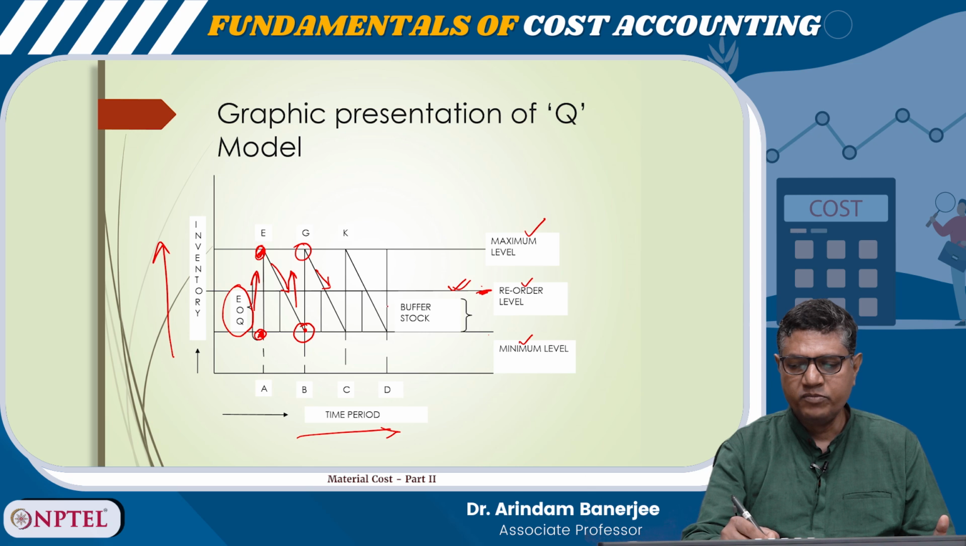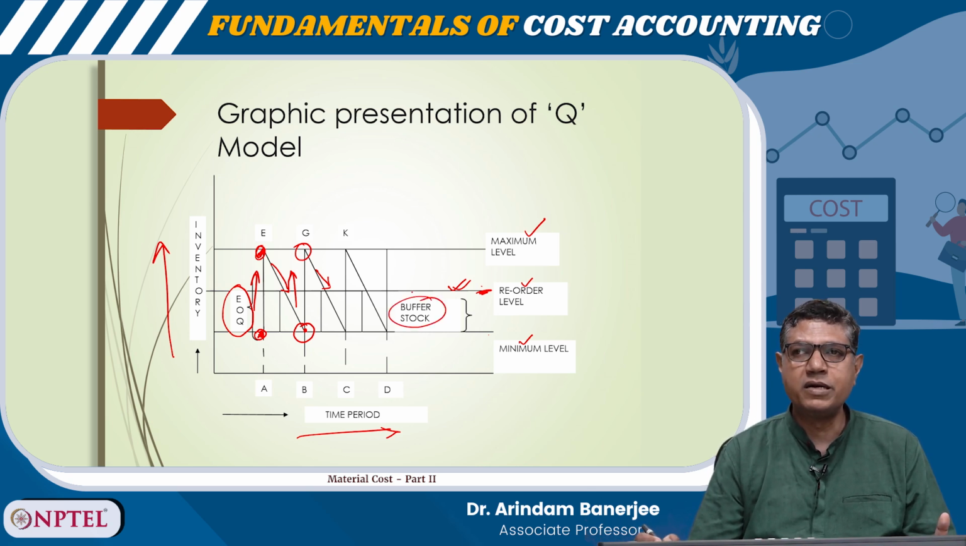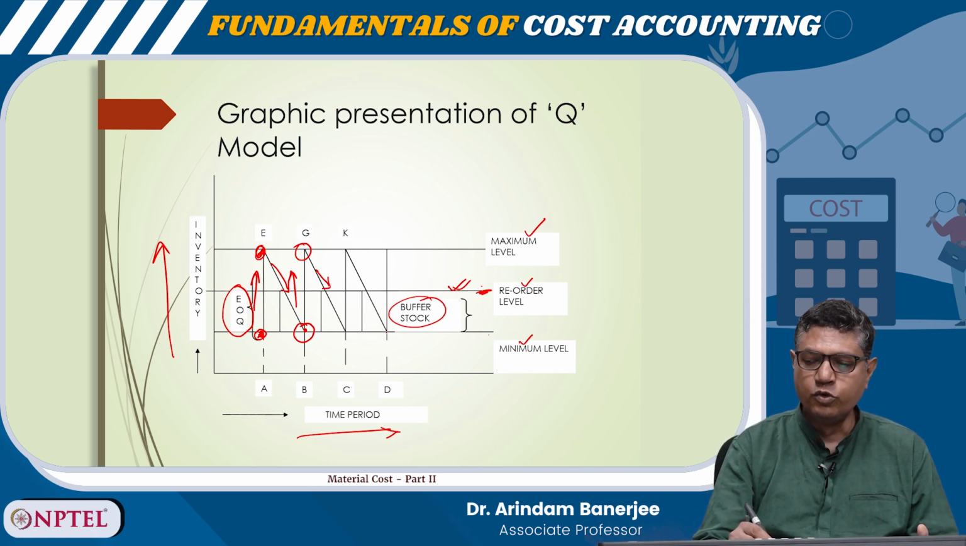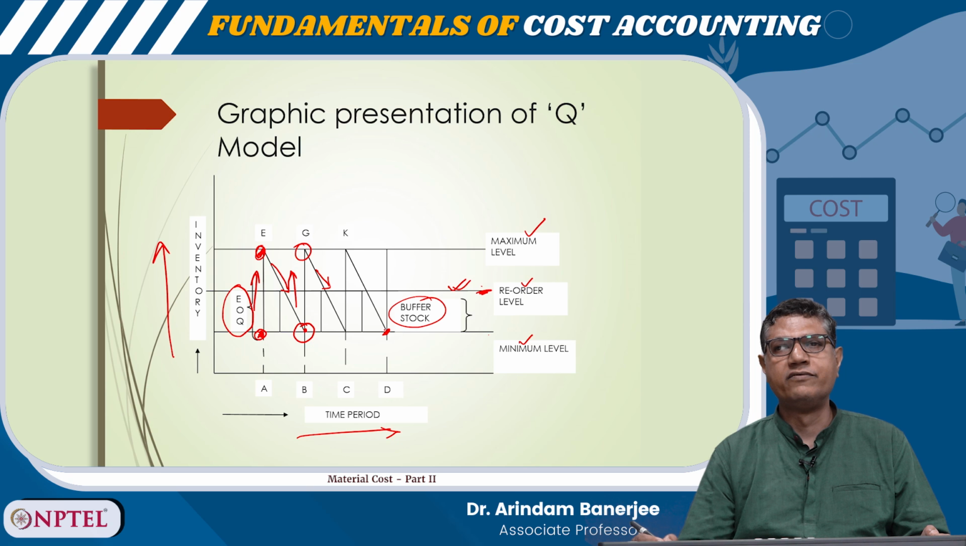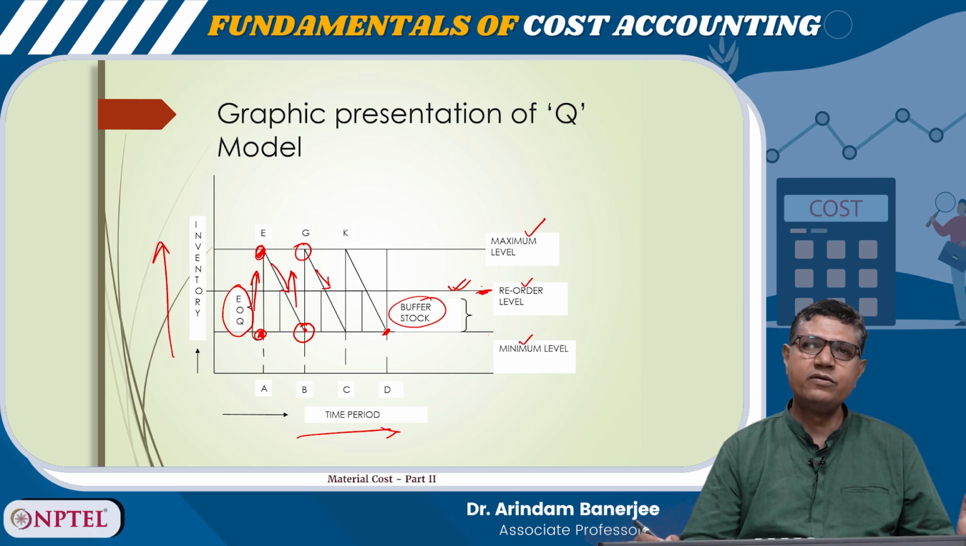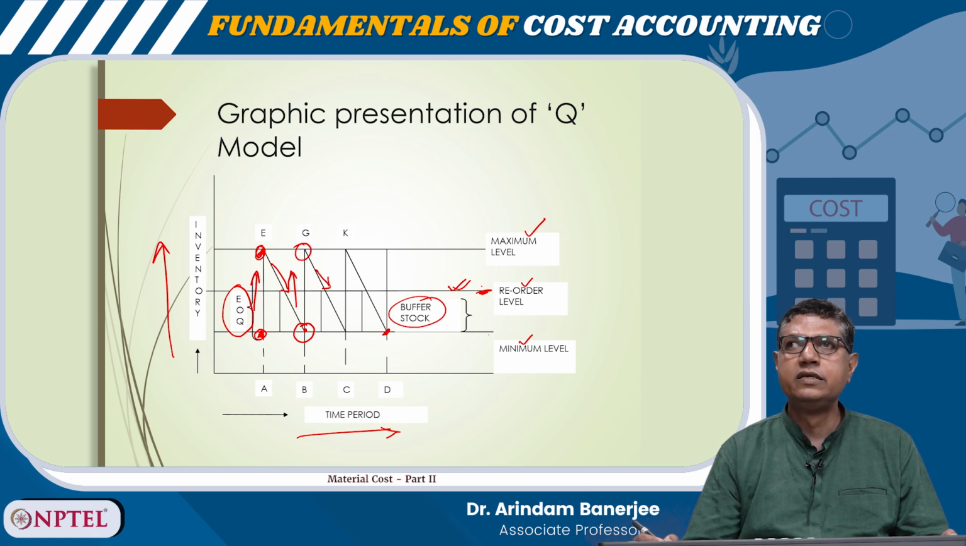By that time, from this buffer stock, the consumption will continue, but under no circumstances should the stock level go beyond this. It should not come down beyond this minimum stock level, fine, and like this it can continue over the time. Okay. So, this is the concept of the Q model.